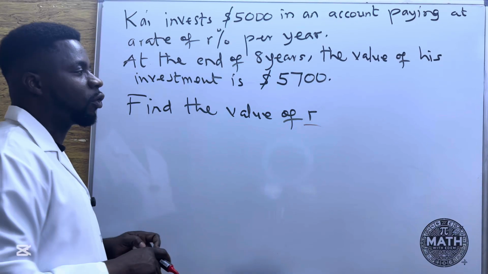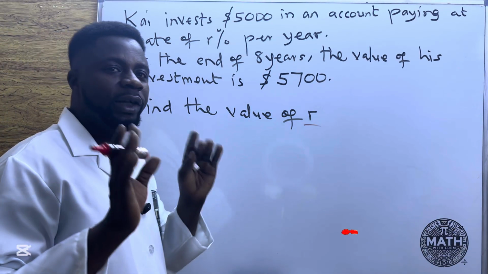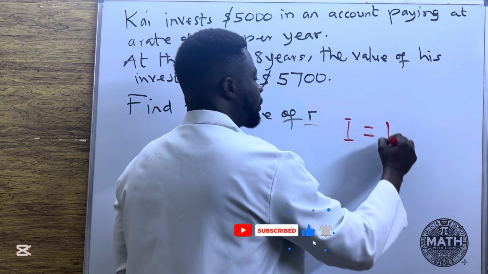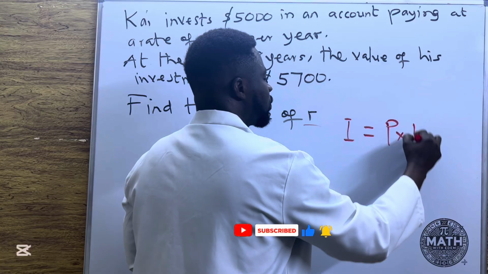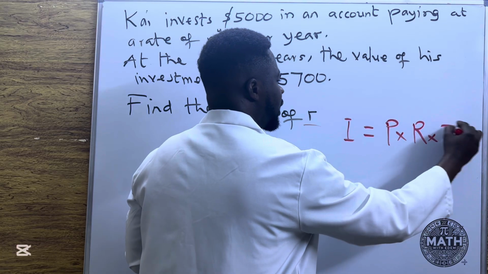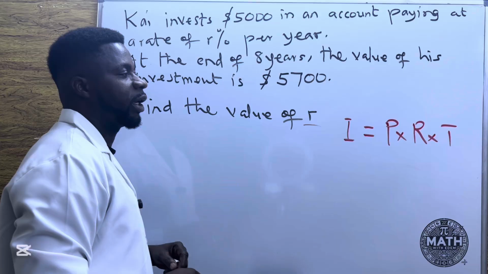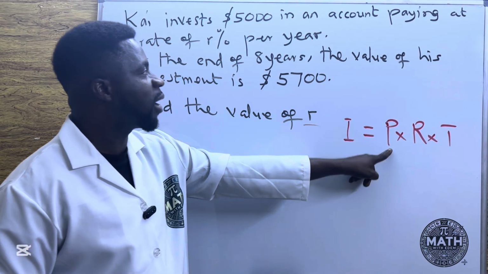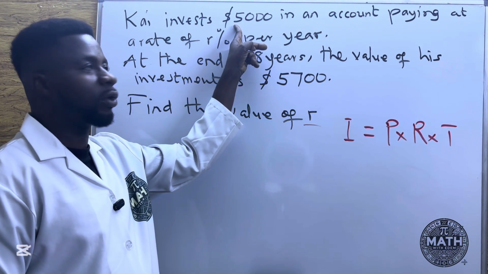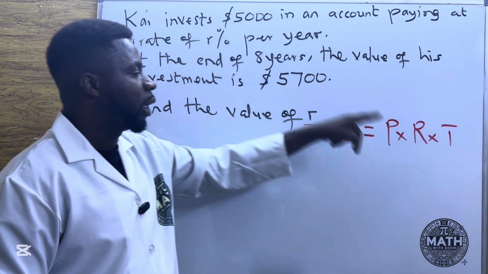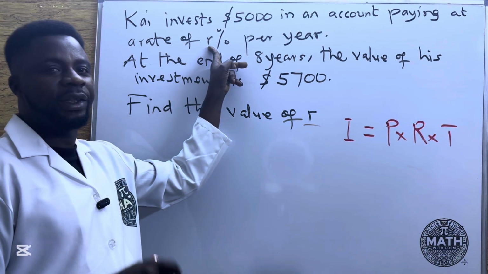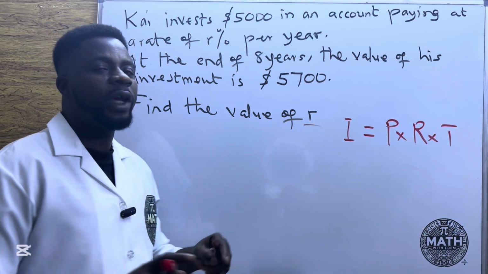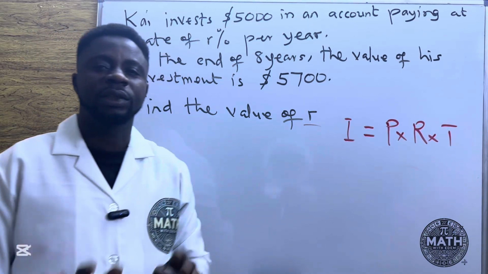The first thing we are going to do is, let's write down the formula for interest. So our interest is given as principal times the rate times the time. Now the principal is the initial amount, the amount invested. And then the rate is R, that is what we are going to find. And then our time is 8 years.